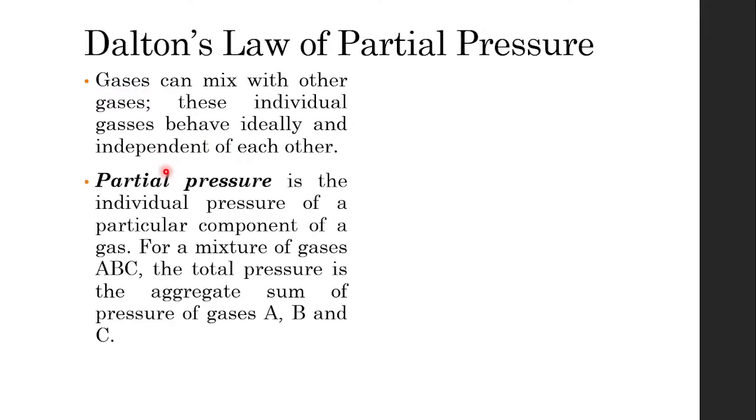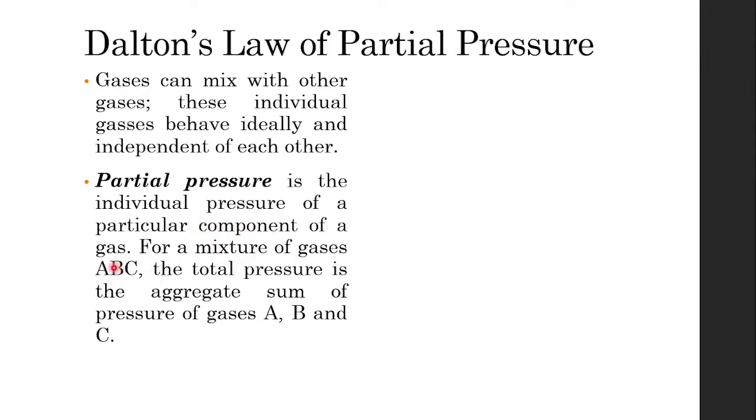What we mean by that is that the pressure of each of these individual gases in the mixture is independent of each other, which means we can actually measure their independent pressures. And these independent pressures are basically what we call the partial pressure. It is the individual pressure of a particular component of a gas.